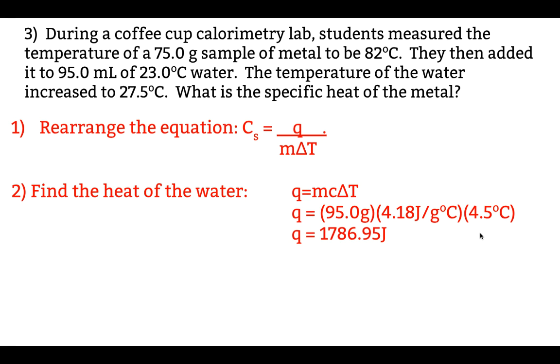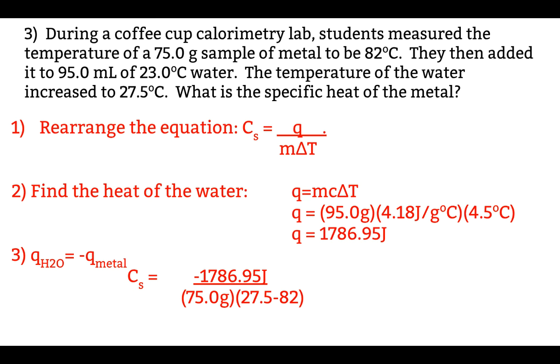Now that's not what the question asks. That is going to help us relate. So remember, we're going to make an assumption that the heat that the water gained is equal to the heat that the metal lost. So we're going to use the negative value of that Q, and we're going to plug it into our specific heat equation that we found in part 1 to find the specific heat of our metal. So negative 1,786.95 joules, and then it's going to be the mass of the metal.